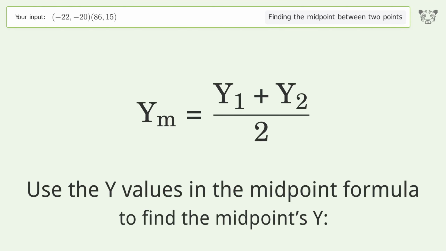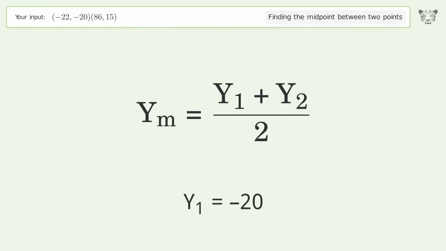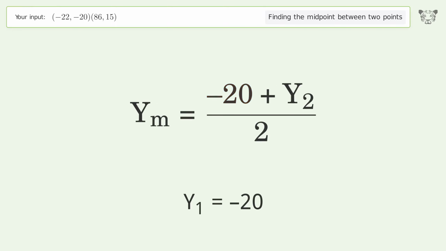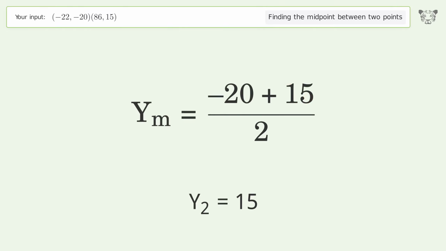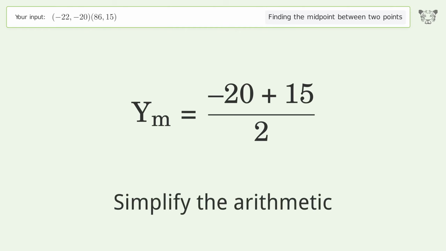Use the y values in the midpoint formula to find the midpoint's y. y1 equals negative 20. y2 equals 15. Simplify the arithmetic.